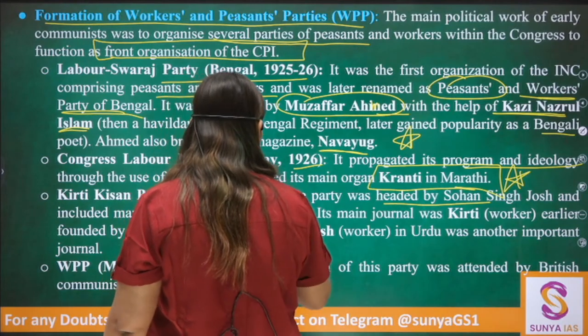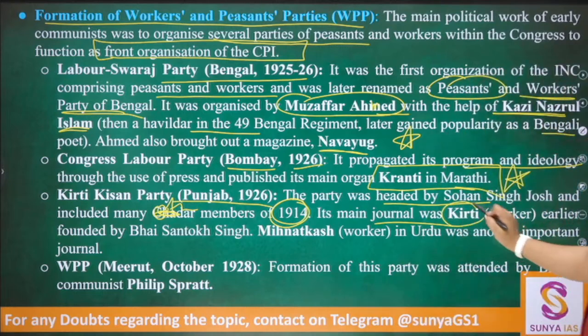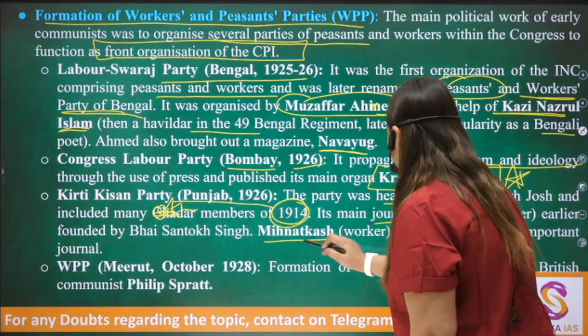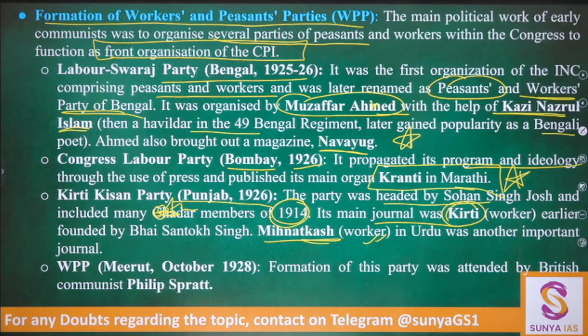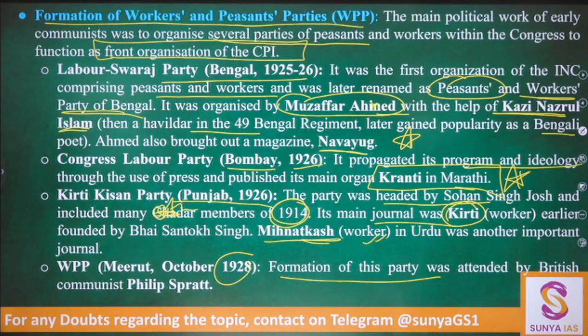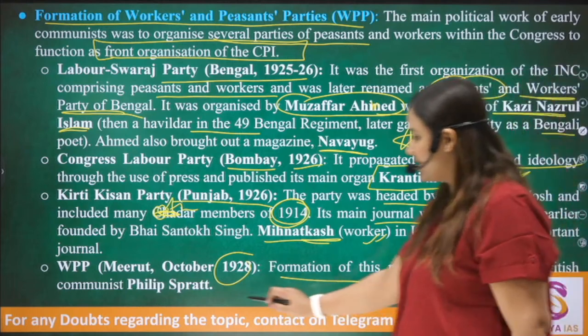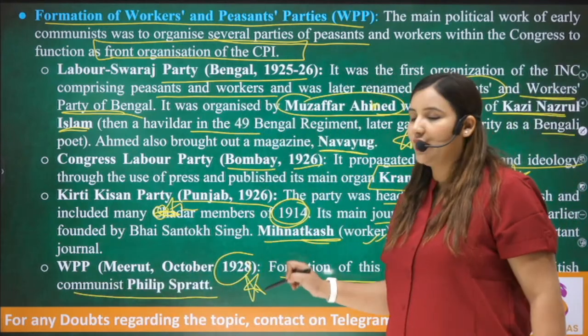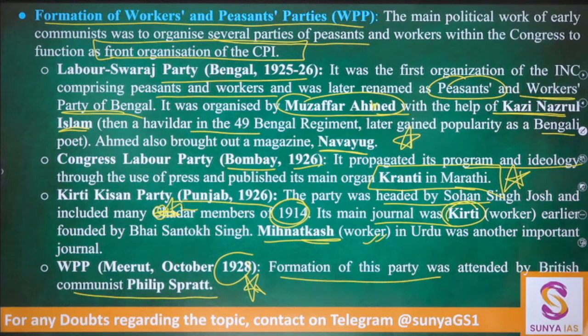The main journal was Kirti, earlier founded by Bhai Santokh Singh, and Mehnatkash, which means worker in Urdu. It was another important journal. WPP is very, very important. Workers and Peasants Party, Meerut, October 1928. It was the formation of the party. It was attended by the British communist Philip Spratt, and that's why it's very famous. So they may ask you in prelims which party was there, during whose formation the British communist Philip Spratt came. So just remember that it was due to the socialistic trends in India.